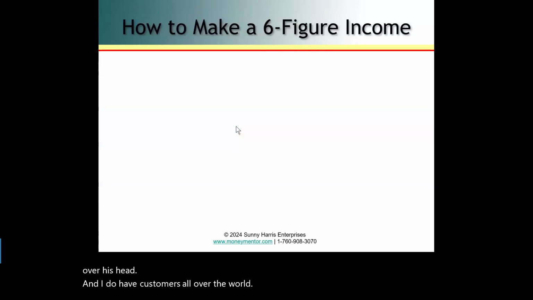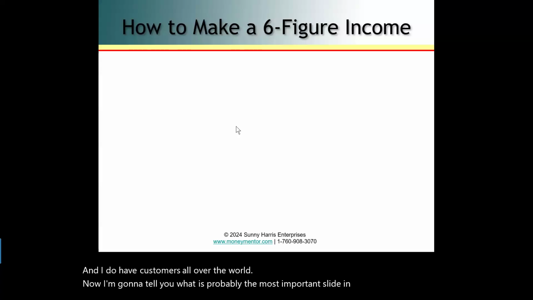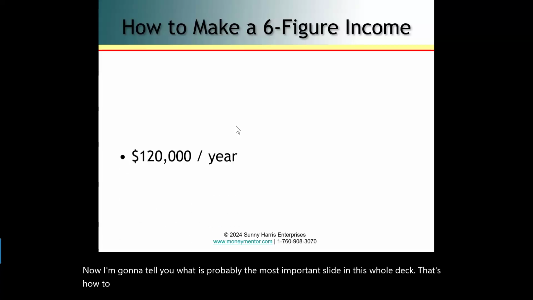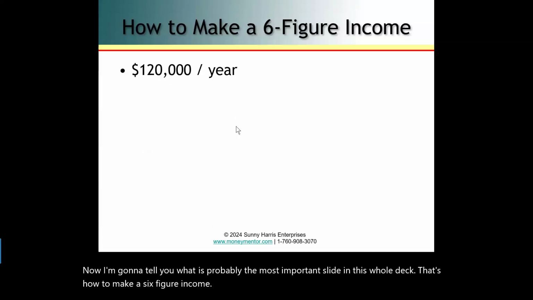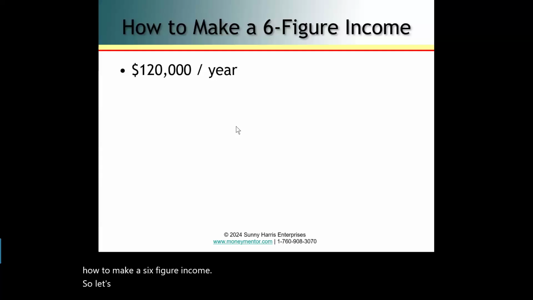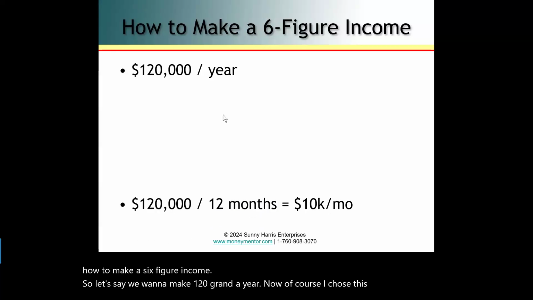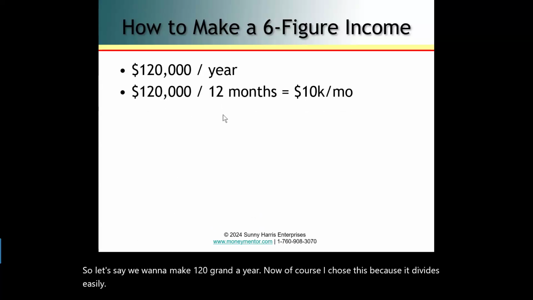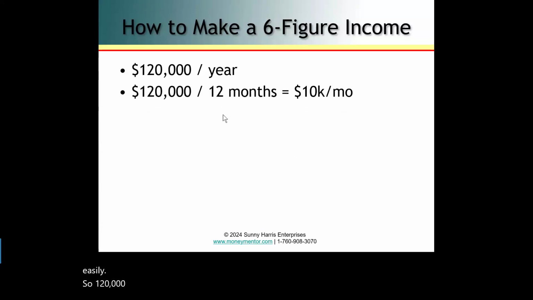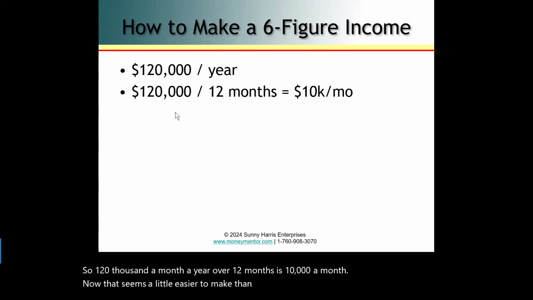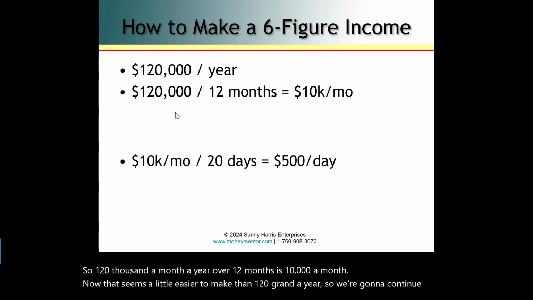Now, I'm going to tell you what is probably the most important slide in this whole deck. That's how to make a six-figure income. So let's say we want to make 120 grand a year. Now, of course, I chose this because it divides easily. So 120,000 a year over 12 months is 10,000 a month. Now that seems a little easier to make than 120 grand a year. So we're going to continue to break it down.